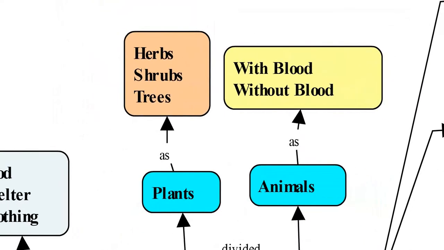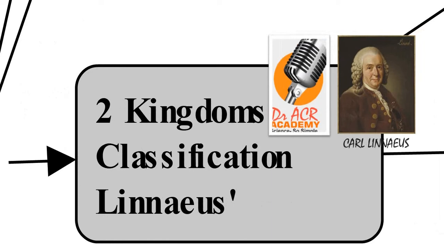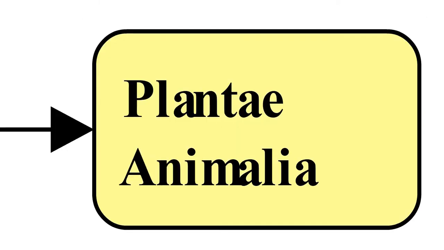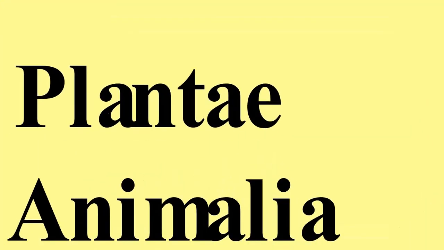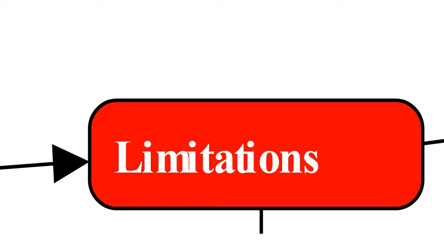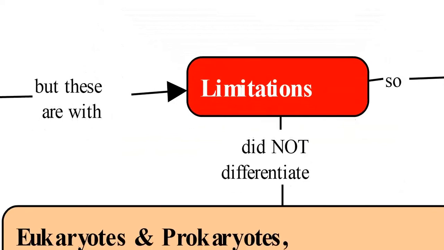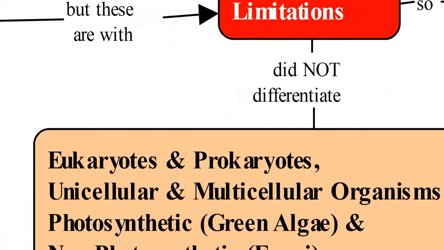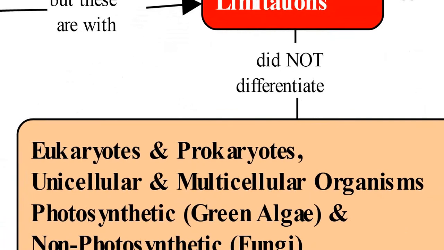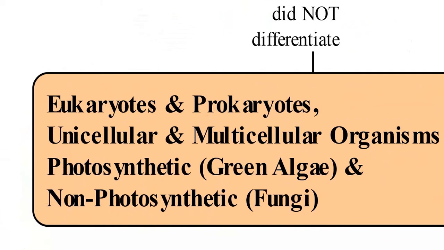After Aristotle, Carl Linnaeus, with more scientific inputs, classified organisms into two categories called the kingdom Plantae as well as the kingdom Animalia. But this two kingdom classification has so many limitations. Linnaeus did not differentiate eukaryotic organisms from prokaryotic organisms, unicellular from multicellular organisms, and photosynthetic from non-photosynthetic organisms while classifying the organisms into these two kingdoms.